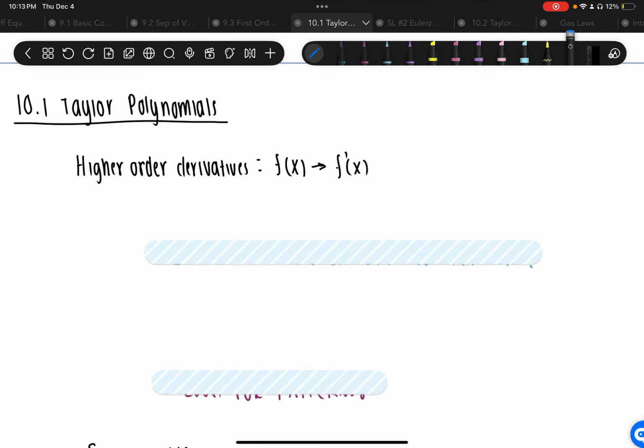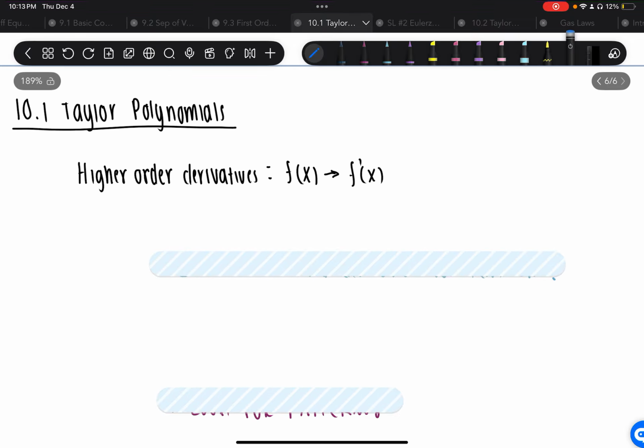For today's review video, we're going to be talking about the topic 10.1, Taylor polynomials. Before we get started with Taylor polynomials, we're going to go over a few things that we need to know before we solve Taylor polynomials, and one of them is higher order derivatives.